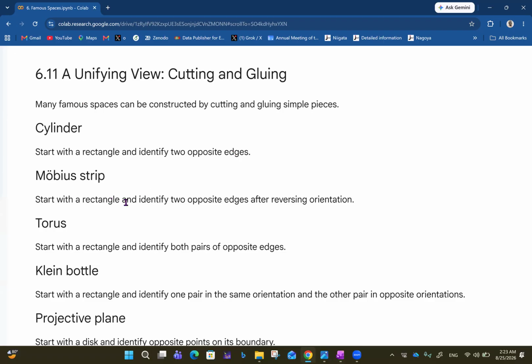For a Mobius strip, you can also start with a rectangle and identify two opposite edges after reversing orientation. So it's almost like a cylinder, except that instead of joining the edges together directly, you now fold them out and glue like that. So that makes it not quite like a cylinder.